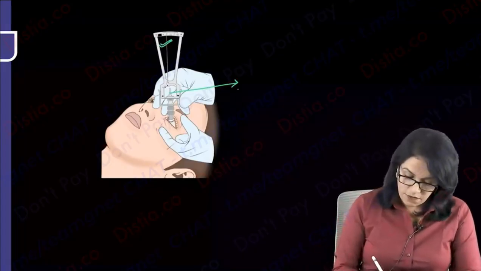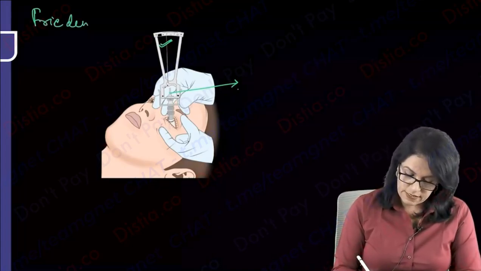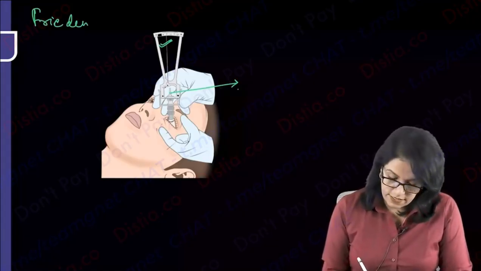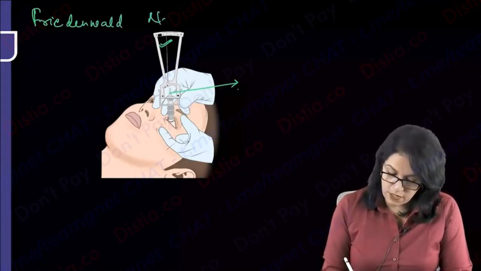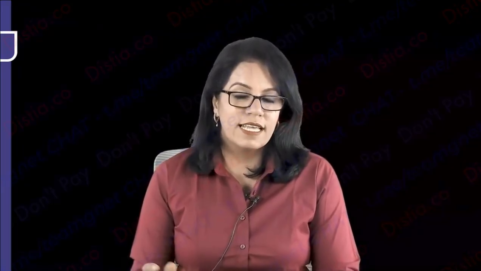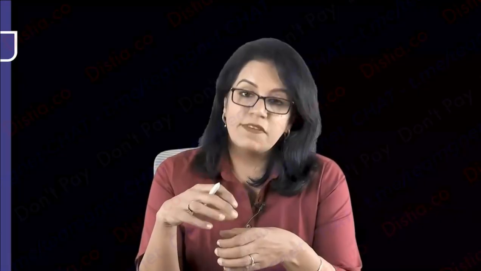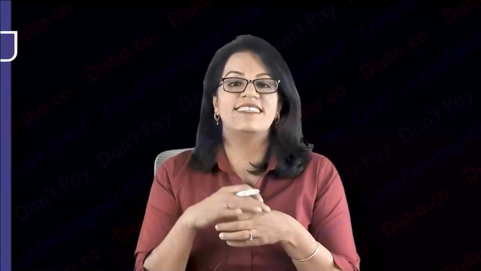What is that card known as? Friedenwald nomogram, or chart. And from there we take our final IOP reading. Now what I want to discuss here is, do you realize that when you are indenting so much, the periphery of the cornea is also taking part in the whole process? And the periphery is attached to the sclera at the limbus. So how much you indent will also depend on the scleral rigidity.